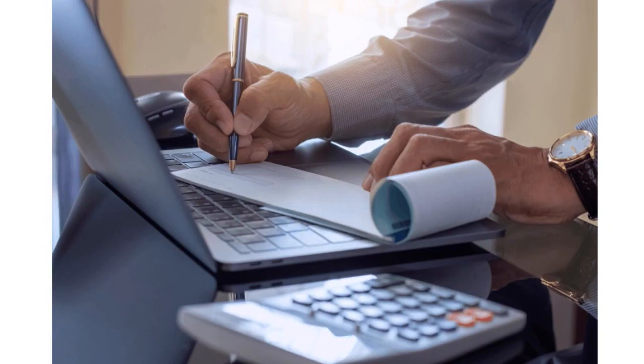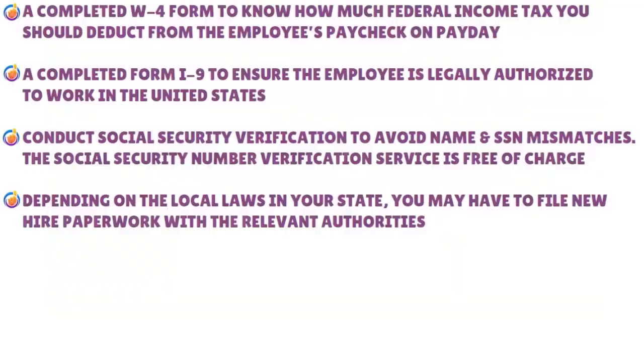The pieces of information here include a completed W-4 form to know how much federal income tax you should deduct from the employee's paycheck on payday. You might need to have a completed Form I-9 to ensure the employee is legally authorized to work in the United States. So here, your employees need to provide a formal means of identification. You should keep copies of those documents.